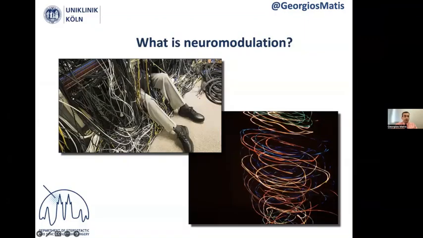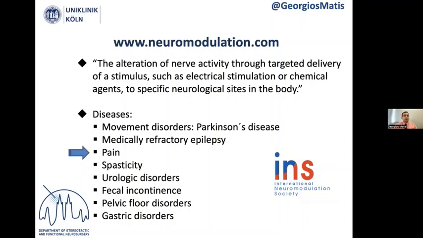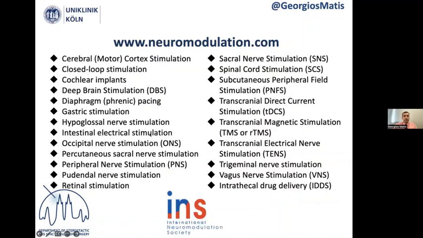When I first started working in this field, I didn't really know what neuromodulation is. So I visited the official website of the International Neuromodulation Society, and I found this definition. Neuromodulation is the alteration of nerve activity through targeted delivery of a stimulus, such as electrical stimulation or chemical agents, to specific neurological sites in the body. You can see there are many diseases that we can treat using neuromodulation. What is important for us today is pain.